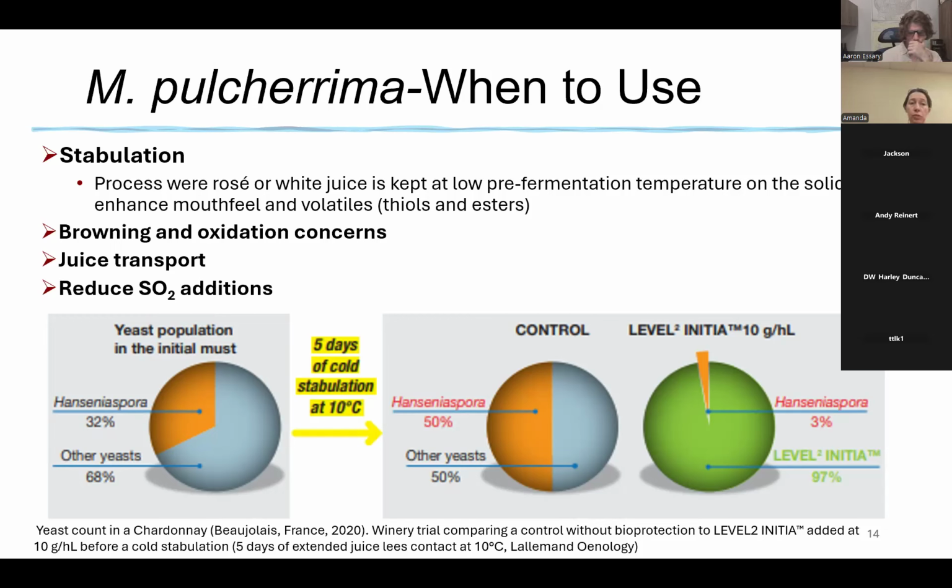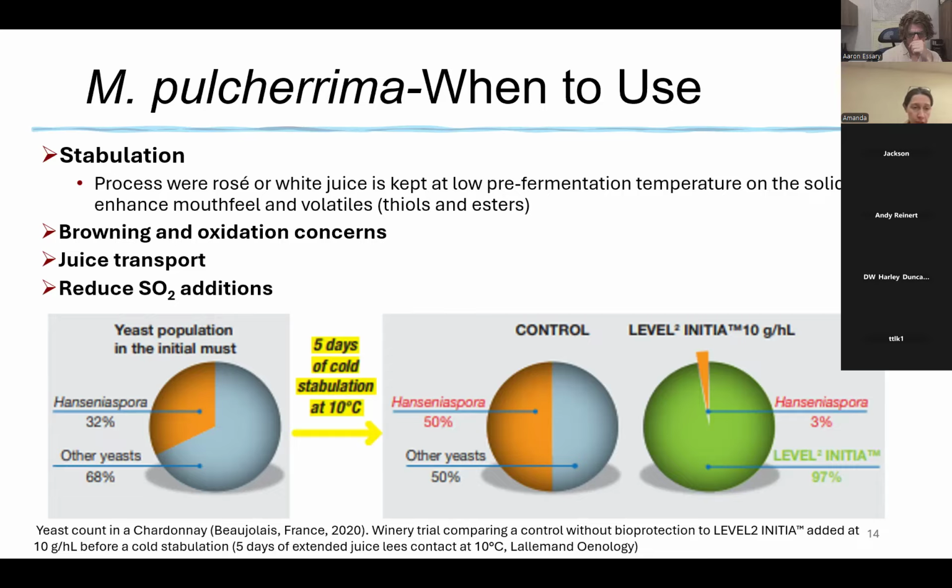You can also use this in general if you just have some browning and oxidation concerns with the grapes that you're bringing in. It's a great option for if you're transporting juice. I've known wineries that are transporting juice from one state to the other, and they'll use this yeast. They'll add it to the juice prior to transportation. And of course, you don't want to transport in a hot truck, but you want to keep your temperatures low. But this will really help reduce the bad yeast population. And then because you're going to be using this, you can significantly reduce your SO2 additions. I know some winemakers don't want to use a lot of SO2. So this is a nice bio tool to use in lieu of the SO2 additions.